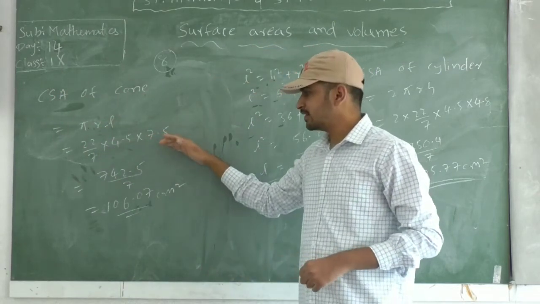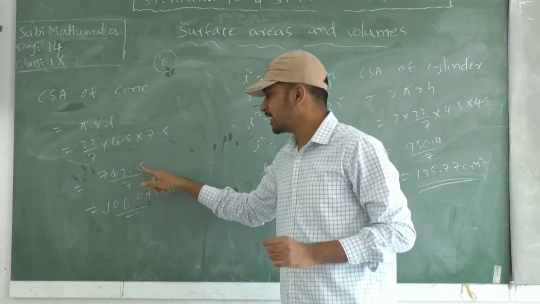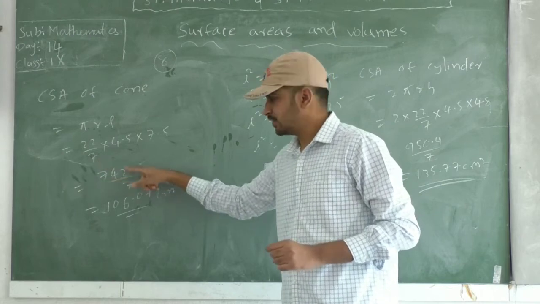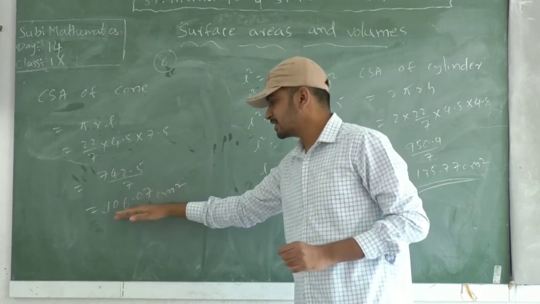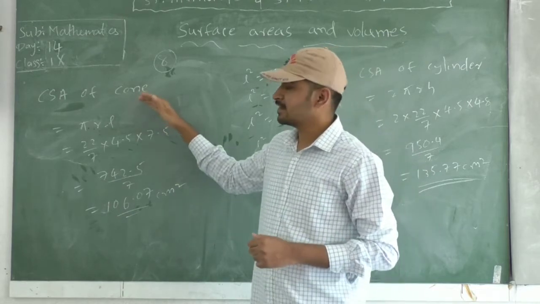Once we know l, we can find the CSA of cone, pi r l: 22/7 into 4.5 into 7.5. If you multiply all the numerator values you get 742.5, and the denominator is still 7. If you divide by 7, you will get 106.07 centimeters square. That is the CSA of the cone.